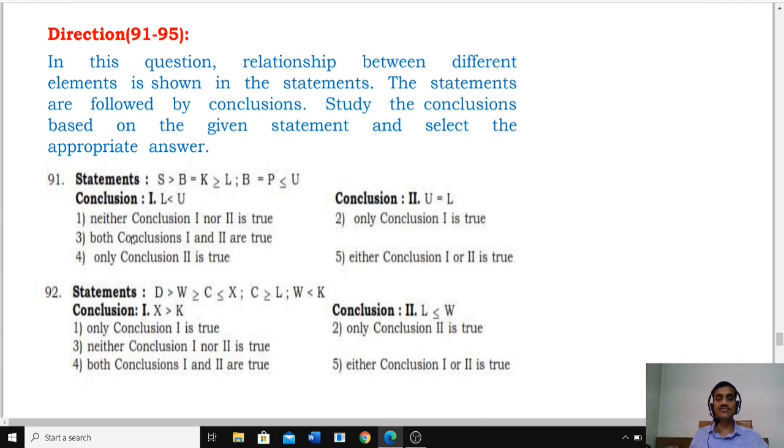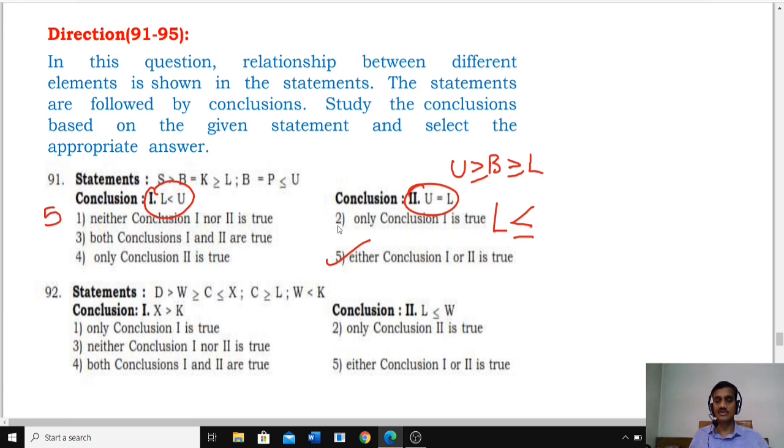Then 91 to 95, these 5 are based on coded inequalities. The relation between L and U. Where is L, where is U? Common between the two is B. So B greater than or equals to L and B lesser than or equals to U. That means U greater than or equals to B, B lesser than or equals to U. Now between U and L, U greater than or equals to L is 2, L lesser than or equals to U is 2. L can be either lesser than or equals to, either 1 or 2. Choice 5 is the answer, 91.